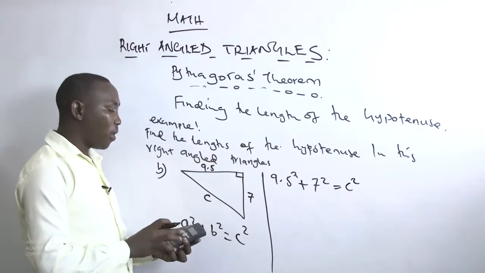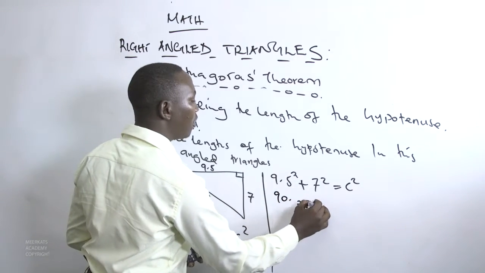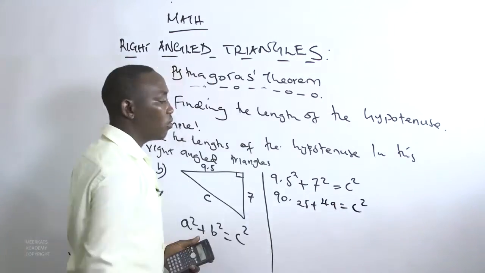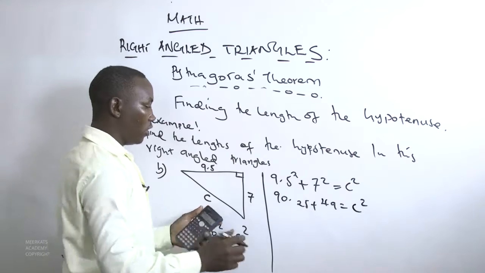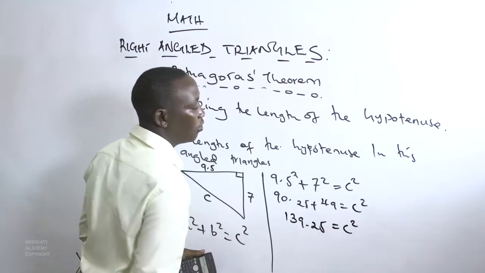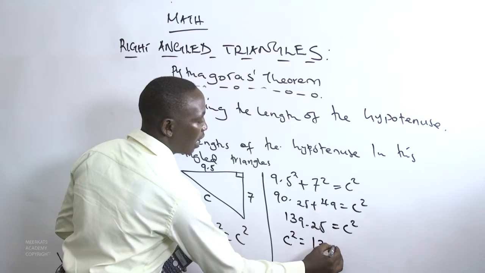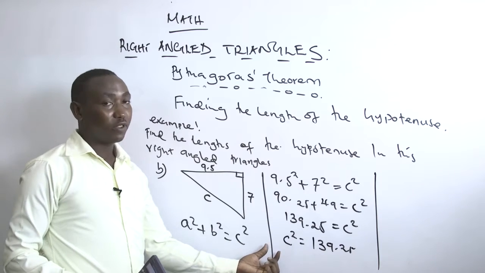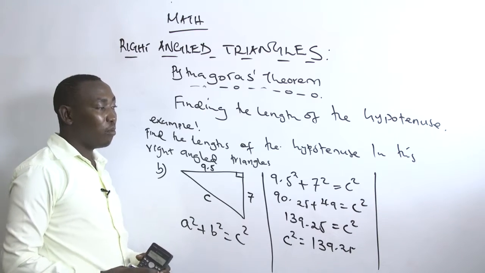When you get the square of 9.5, you'll get it to be 90.25. The square of 7 is 49, is equals to c squared. When you get the sum of these two, you'll get 139.25, which is equals to c squared. That means that our c squared is equals to 139.25. For us to be able to get the value of c, or the longer side of this particular triangle, we need to get the square root of both sides.